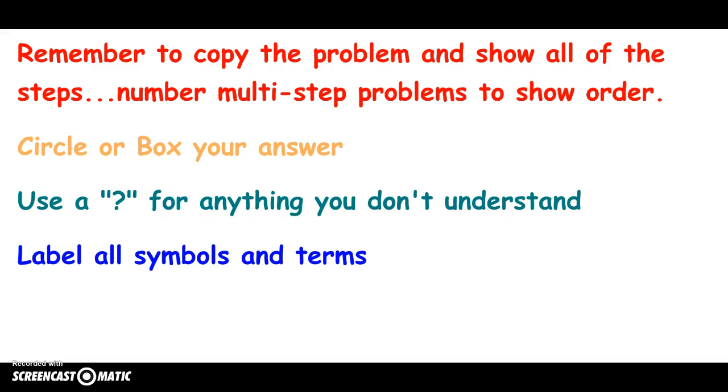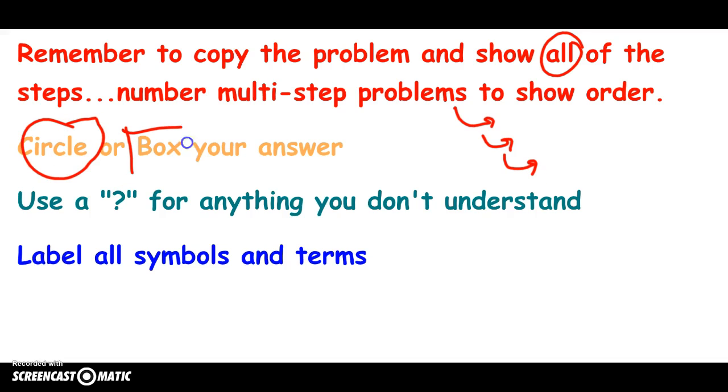So let's review. Remember to copy the problem and show all of the work. Number multi-step problems, or you can use arrows to show order. Circle or box all of your answers. And use a question mark for anything you don't understand so that you can go back to it and make sure that's what you understand. Again, those question marks become very important if you come in for SPP and need help. That's when you come in and say, this is what I didn't understand. And don't forget to label all of your symbols and terms.